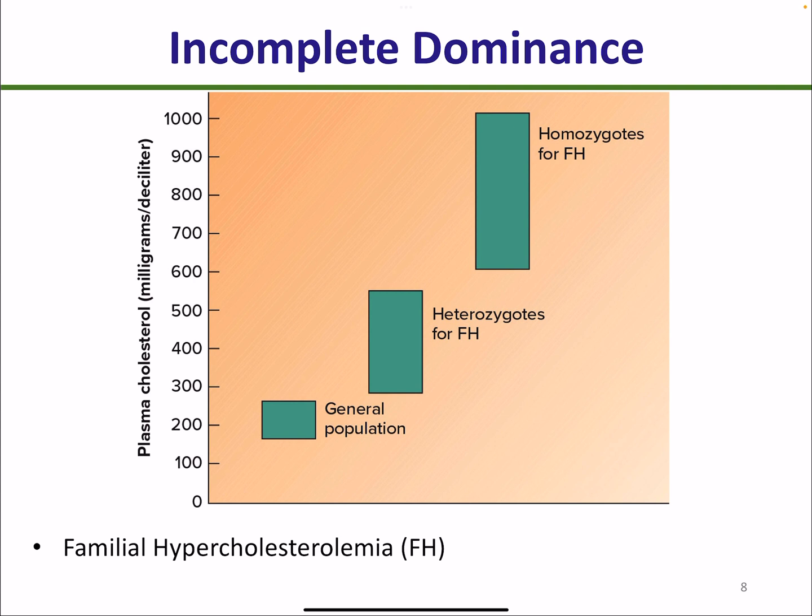So some alleles, when expressed, are going to show what we call incomplete dominance. This is the case of familial hypercholesterolemia. Hypercholesterolemia is when you have too much cholesterol in the blood, right? Now, the cholesterol form we are considering here is actually the one that we call LDL. That stands for low density lipoprotein.